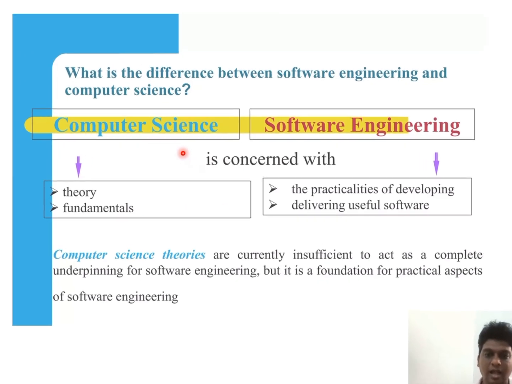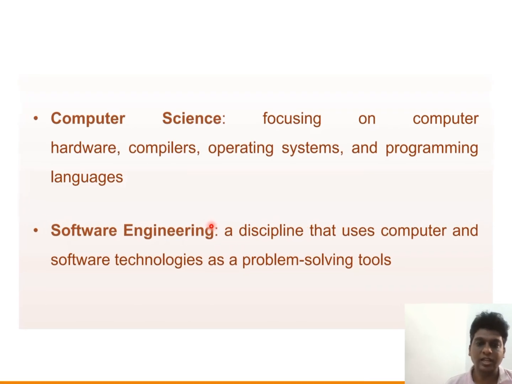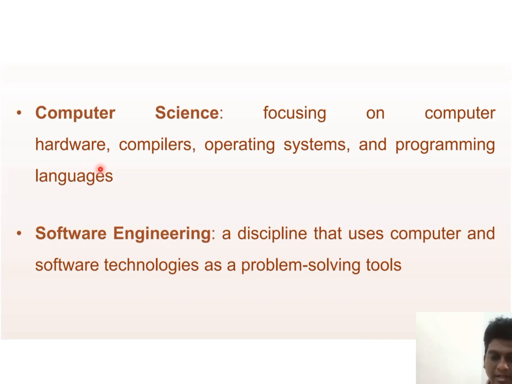Between computer science and software engineering, computer science normally involves the theory behind it and the fundamentals of a computer. Software engineering helps to practically implement all the things that we studied in computer science. Computer science focuses on hardware, compilers, OS, and programming languages. From the engineering point of view, we use the computer and the technology behind it as problem solving tools.